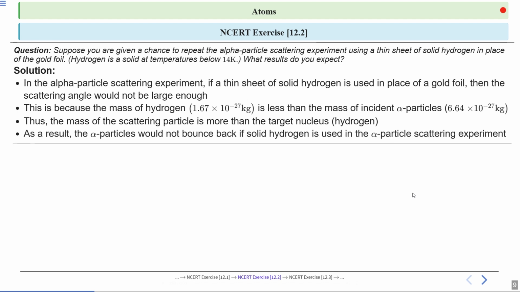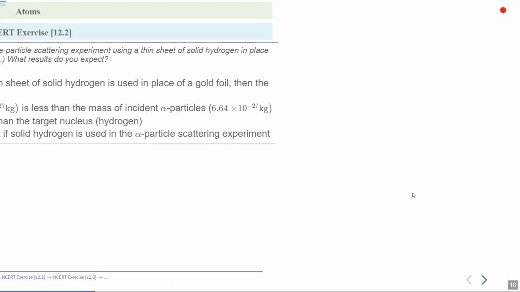So to sum up, if we use solid hydrogen in the alpha particle scattering experiment, we wouldn't see any alpha particles bouncing back. The key takeaway is that the mass and charge of the target nucleus play a big role in how particles scatter.